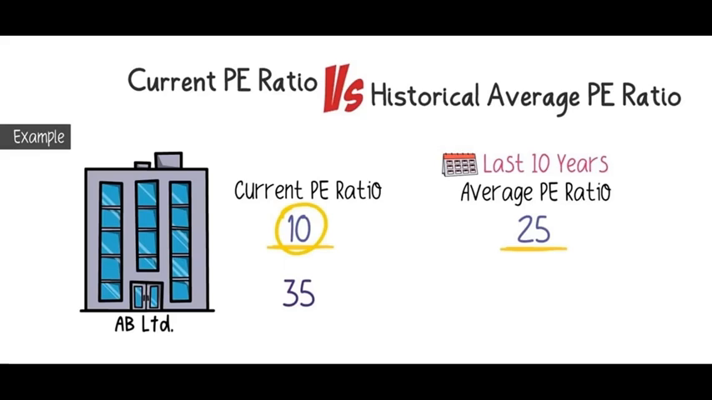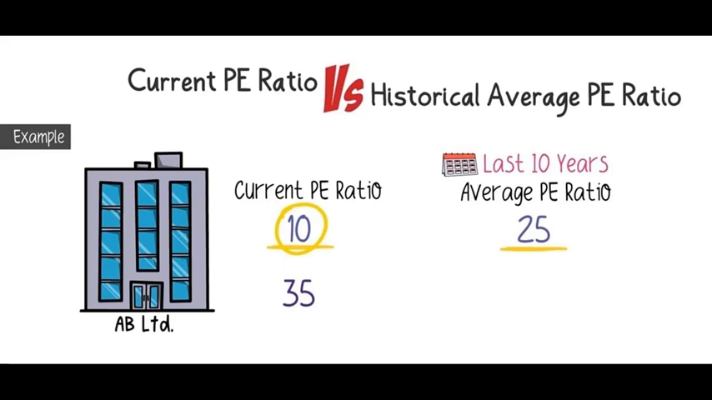Let us take an example. For AB Limited, the average PE ratio is 25 and the current PE ratio is 10. That means for some reason that stock is available at a lesser cost because the PE ratio is only 10. So we can invest in that stock. Let us take another example. Let us say that the average PE ratio is 25 and now the stock is trading at 35. That means the stock is overvalued due to some reason. So we have to avoid this stock.